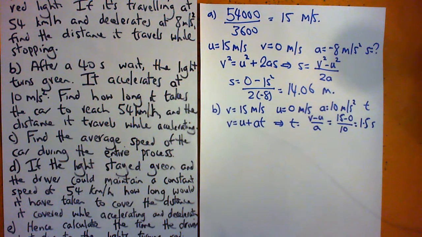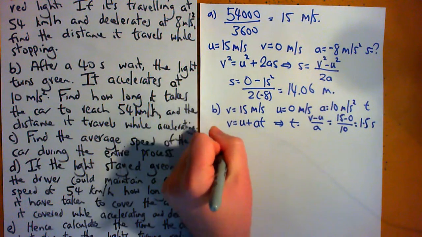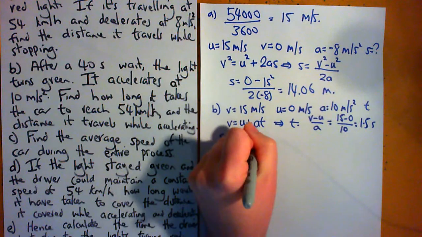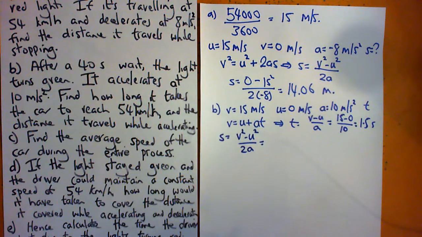We also need to find the distance that the car travels while accelerating. So we have A, U and V, we want S, so that's in the same situation as part A. We're using V squared equals U squared plus 2AS. We're solving for S, so we've got S equals V squared minus U squared over 2A, the same rearrangement that we had in part A.